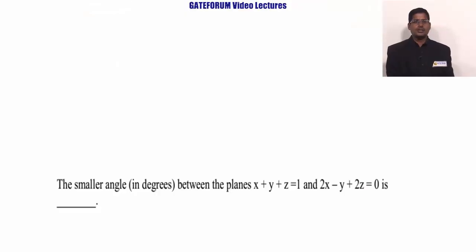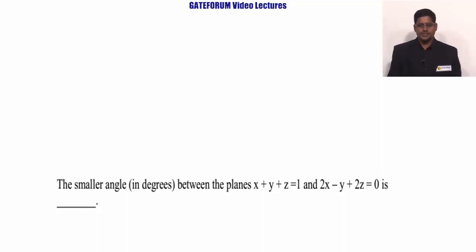The question is, the smaller angle in degrees between the planes x plus y plus z is equal to 1 and 2x minus y plus 2z is equal to 0 is. This question is from engineering mathematics. Topic is calculus, coordinate geometry, which is from GATE 2017.